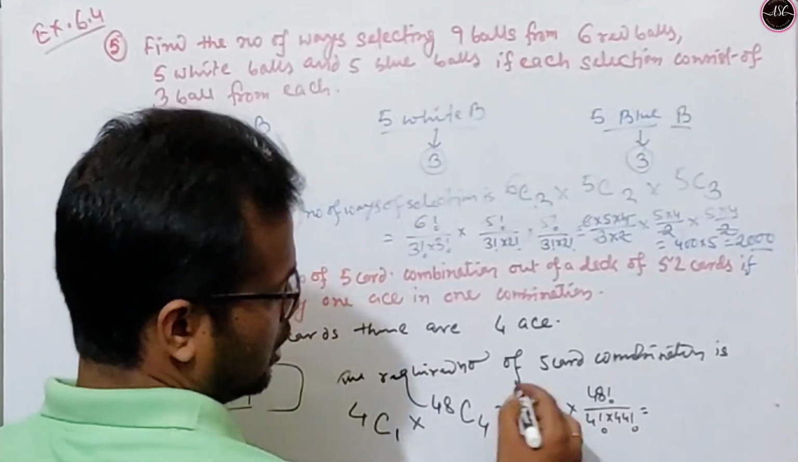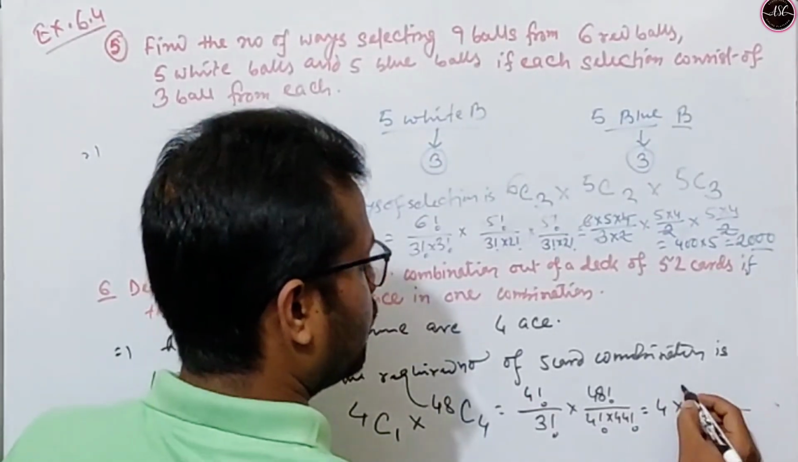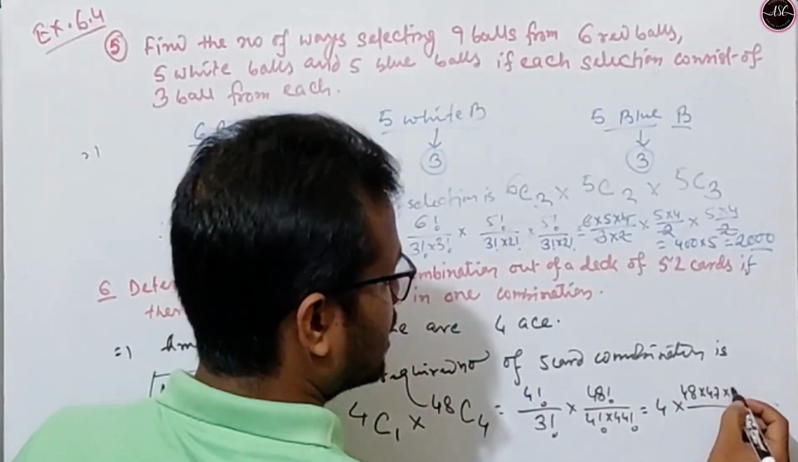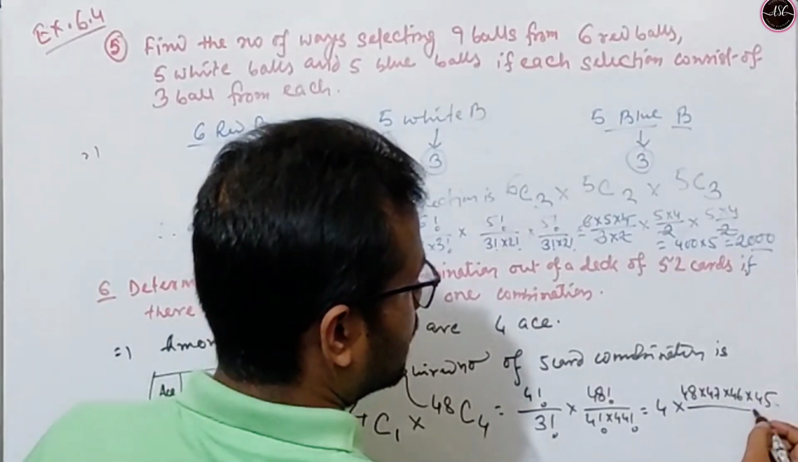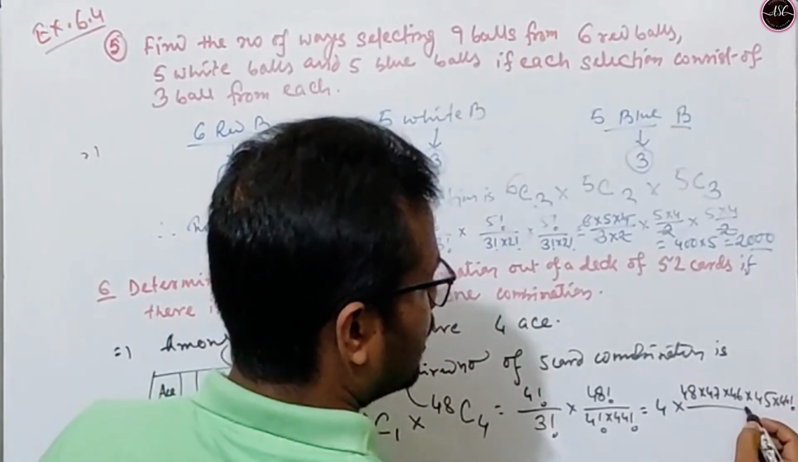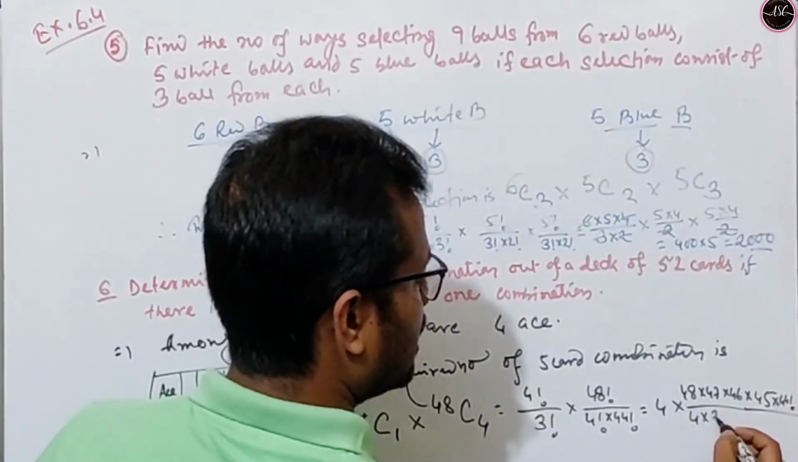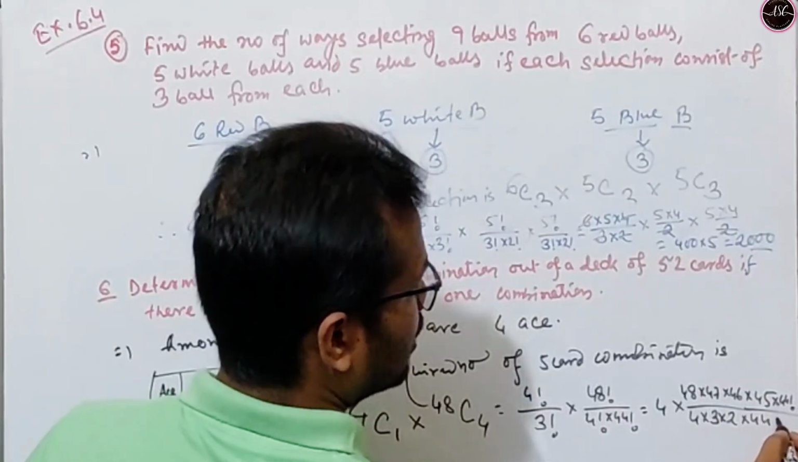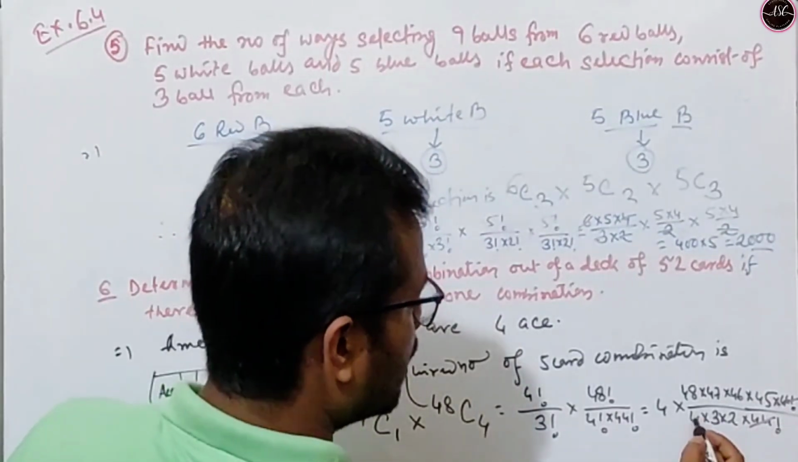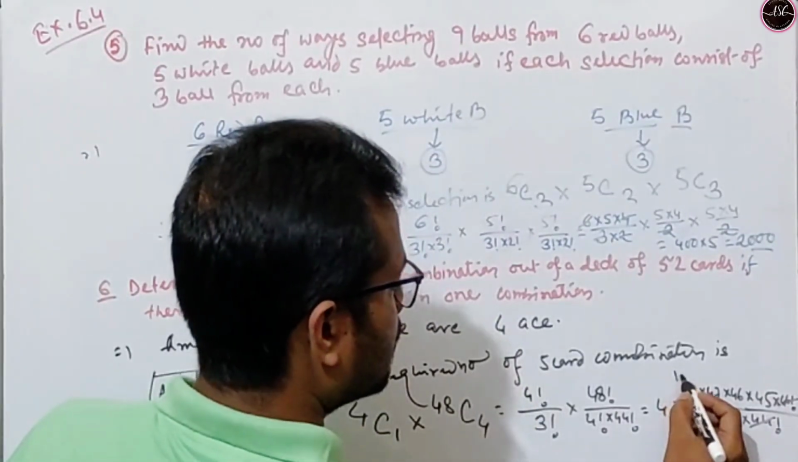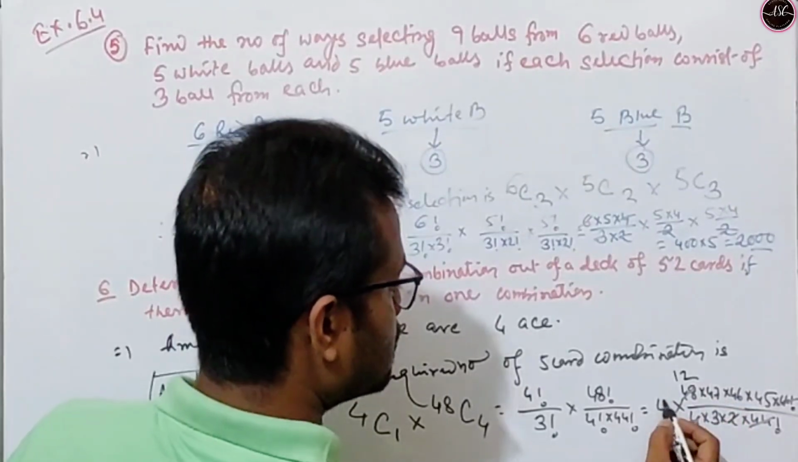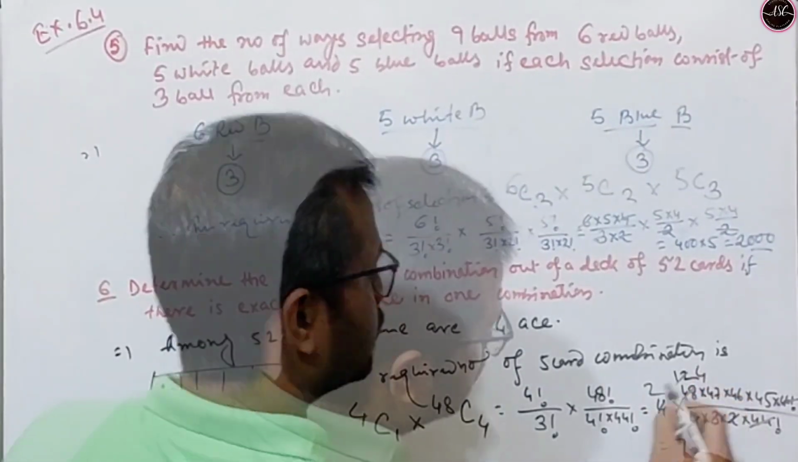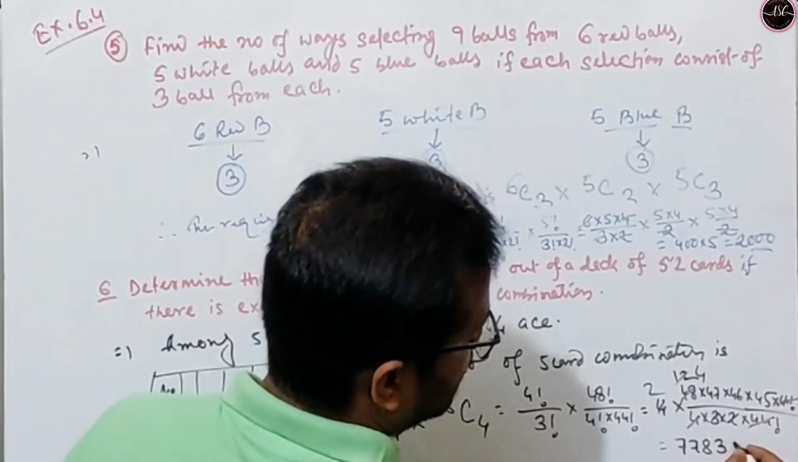So we have here just 4, and here 48 into 47 into 46 into 45 into 44 factorial divided by 4 into 3 into 2 into 44 factorial. Just cancel out these two, and this will be 77,83,20.